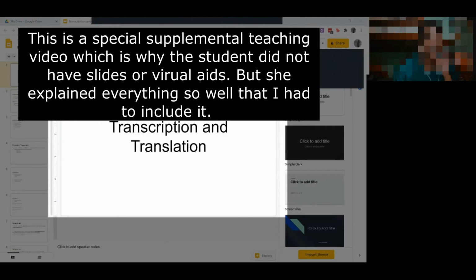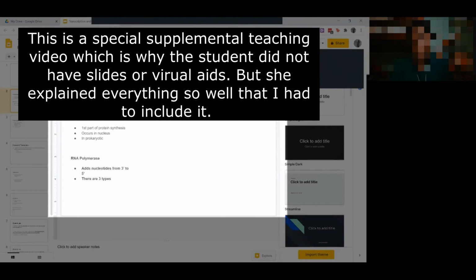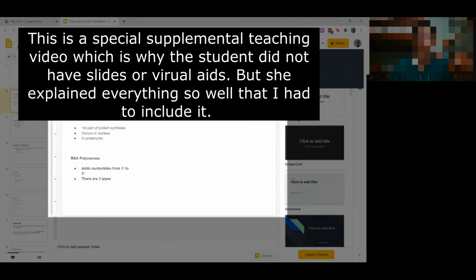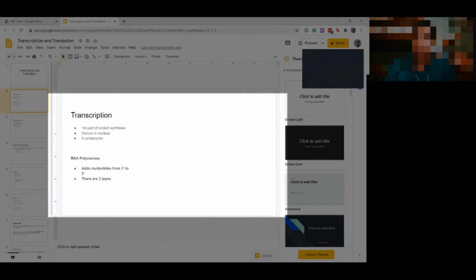Transcription and translation. So transcription is the first part of protein synthesis. Protein synthesis produces proteins from amino acids, which are the building blocks for proteins. So transcription is the first part. Transcription occurs in the nucleus. Transcription and translation can occur at the same time in prokaryotic organisms, but not in eukaryotic organisms.